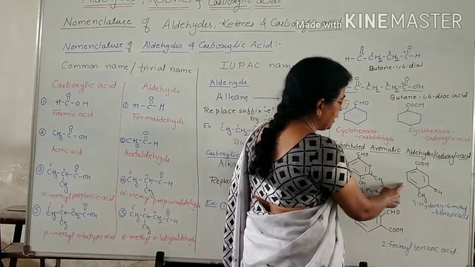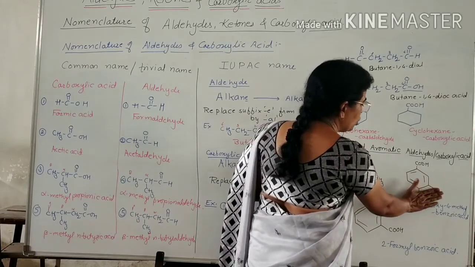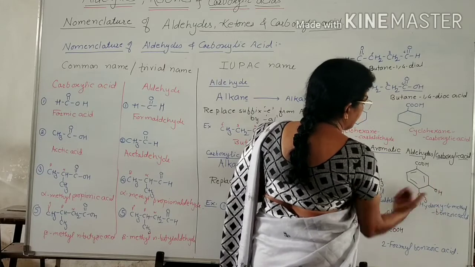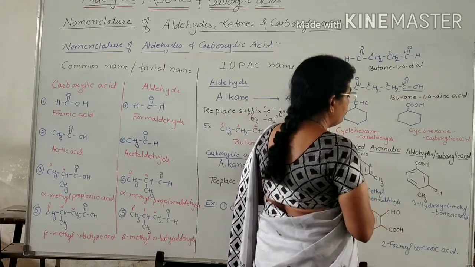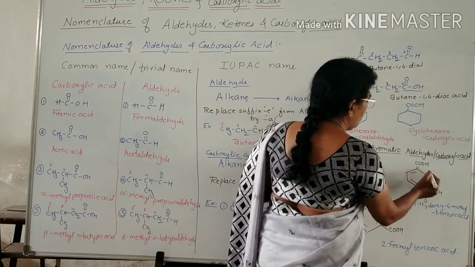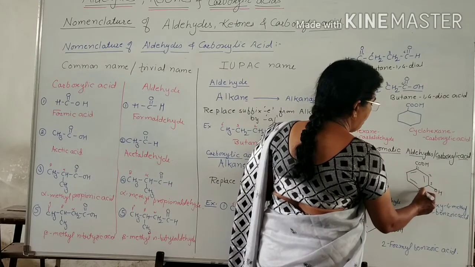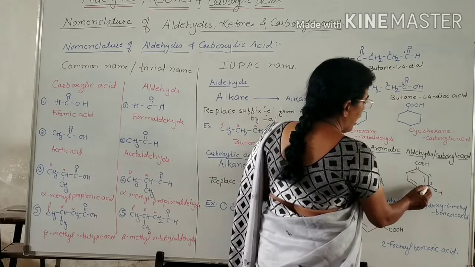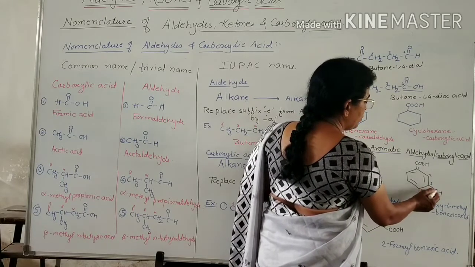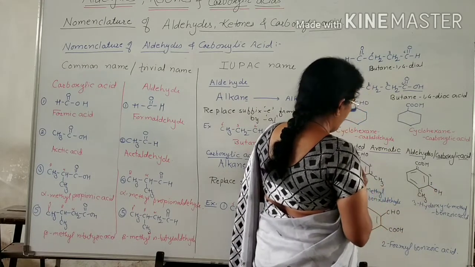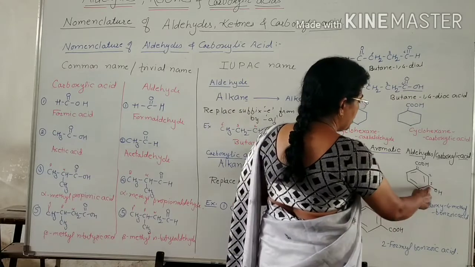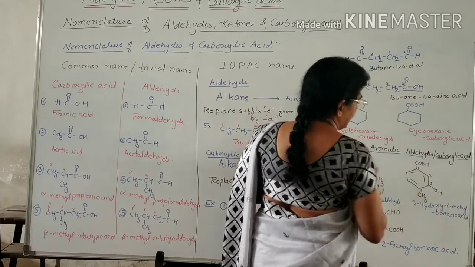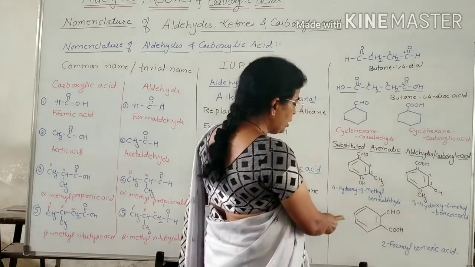Now here, second example. If we remove these 2 substituents, that is OH and CH3, then it becomes benzoic acid. At 1 position there is the COOH group, 2, 3 and 4. At 4 position there is CH3, that is the methyl group. At 3 position there is hydroxy. So it is 3-hydroxy 4-methyl benzoic acid.